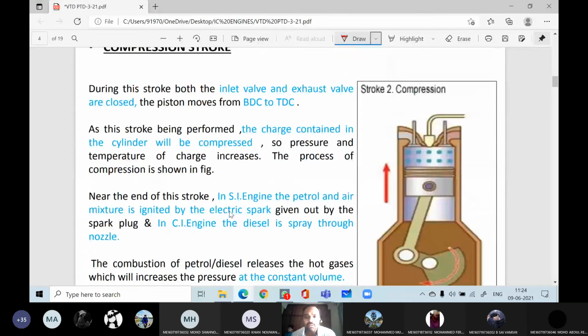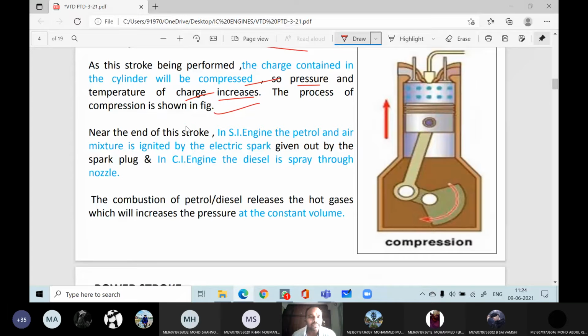Whereas coming to the compression stroke, the piston is moving from BDC to TDC. Inlet valve and exhaust valve are both closed during the compression stroke. As the stroke is performed, the charge will be compressed, and the pressure and temperature will be raised, and the process is shown in the figure.